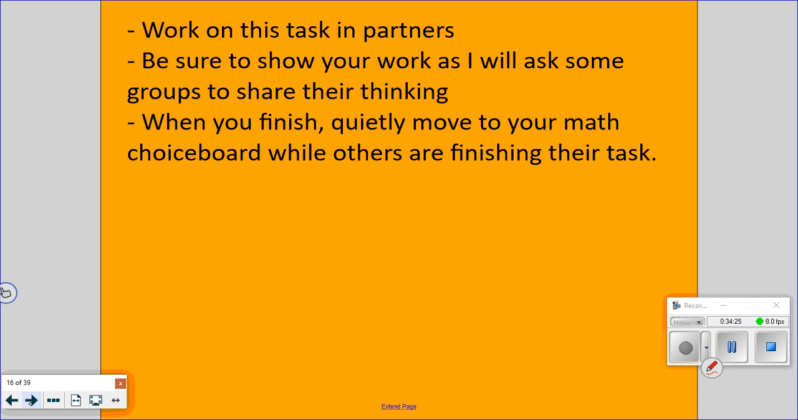When you finish your task, this is important, leave it on your desk, because you might be a group that is sharing. You're going to quietly move into your math choice board. Quietly, because some groups might still be working on their task. Don't bother other groups that are doing that. Are we clear? Yes. Partners for tasks, show your work, get your thoughts down. When you finish, you're going to put it on your desk and move to your math choice board.